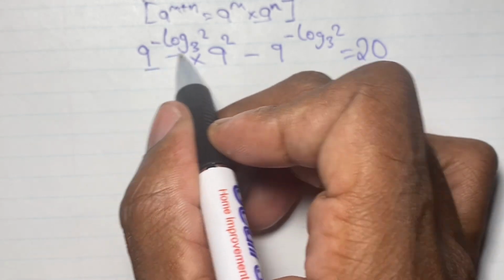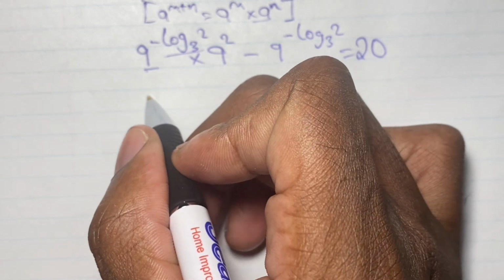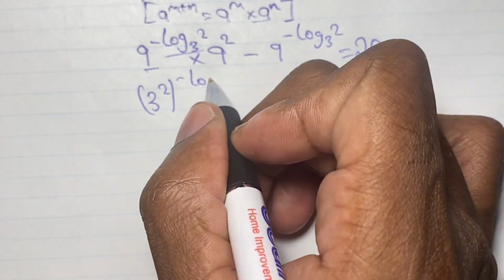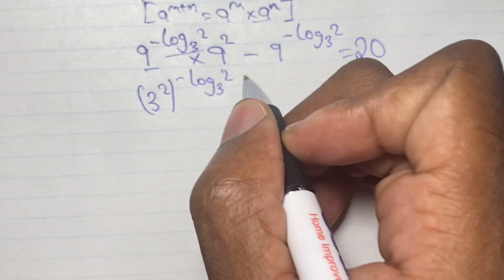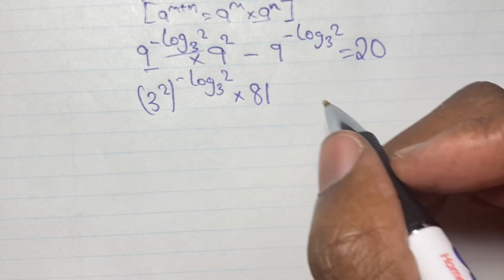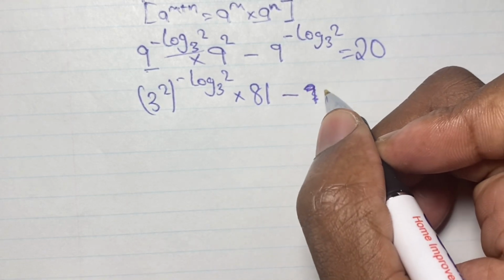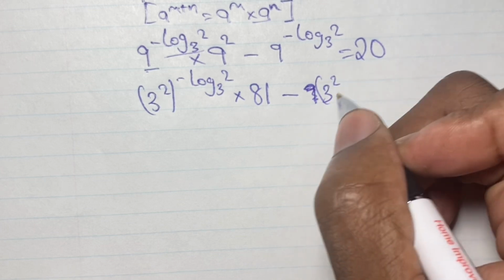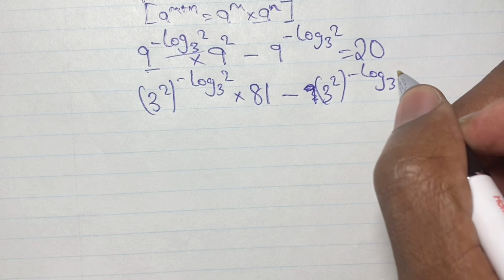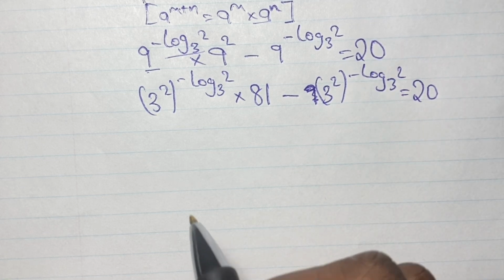Now in simplifying what we have here, we could write 9 as we did before, 3 squared. And we have that in brackets, and we raise that to the power of negative log base 3 of 2. And then we could also say times 9 squared, which is 81. And then we would subtract, again, 9, which can be simplified as 3 squared. So we have 3 squared in brackets to the power of negative log base 3 of 2. And we have all of this equal to 20.